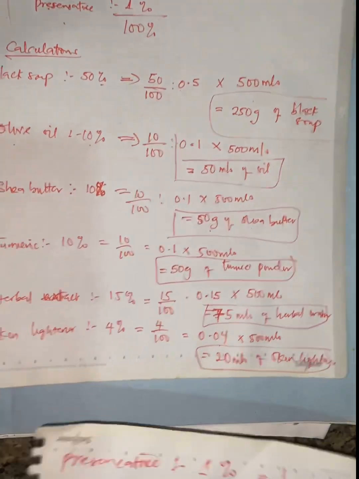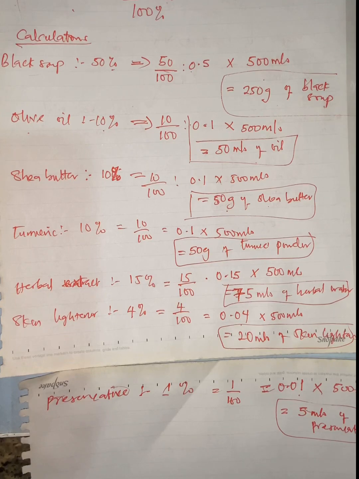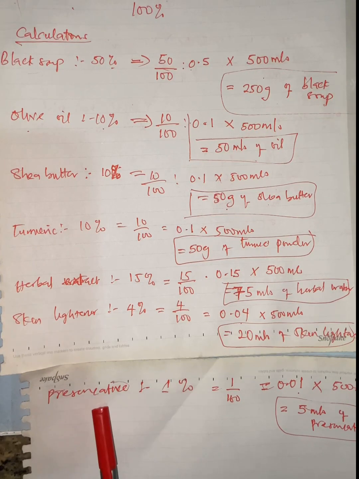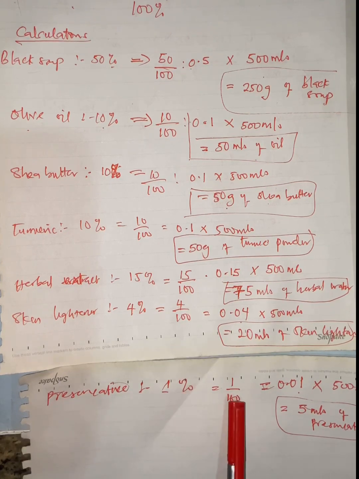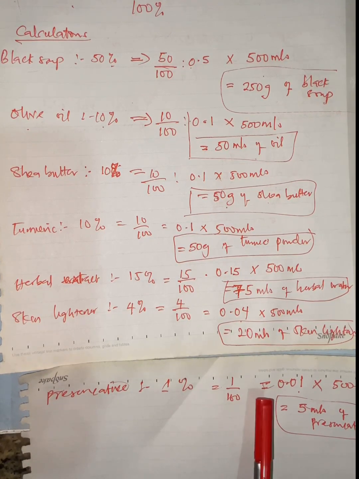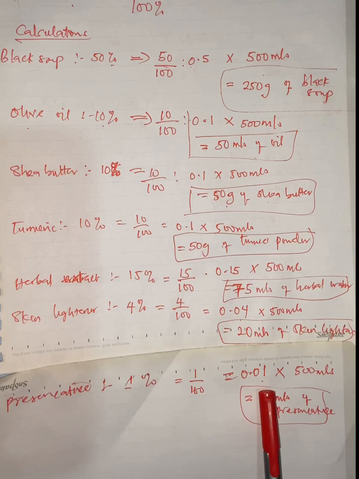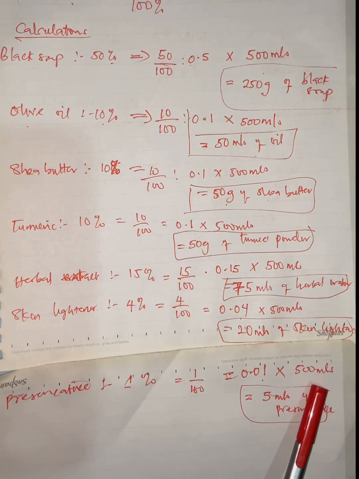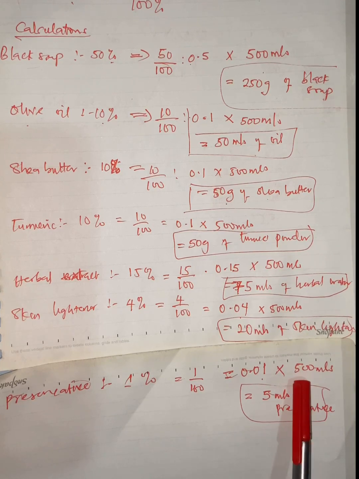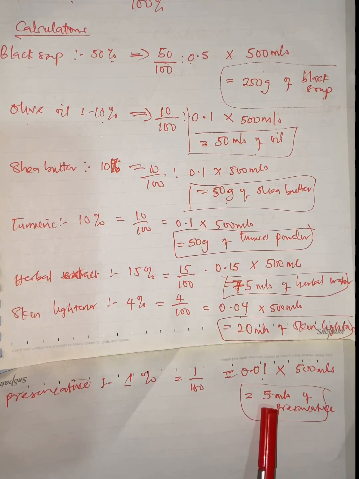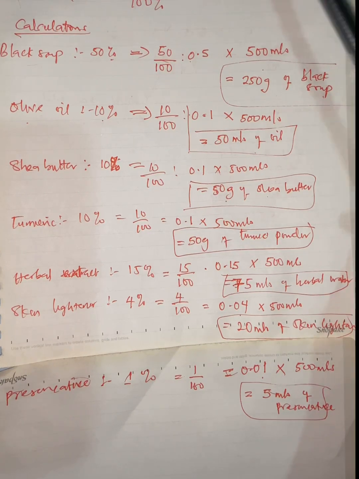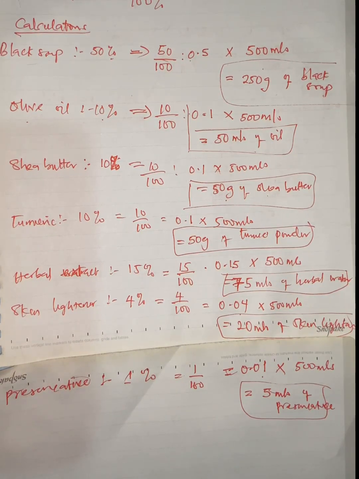And last but not least is our preservative. The recipe called for 1% preservative. So 1% is 1 over 100, and that will give us 0.01. So 0.01 times the total amount of black soap that we want to make, which is 500 mils, will give us 5 mils of preservative for 500 mils of this recipe. I hope you guys get that.